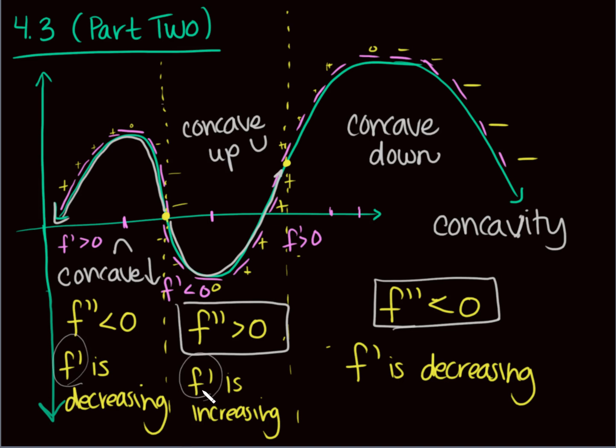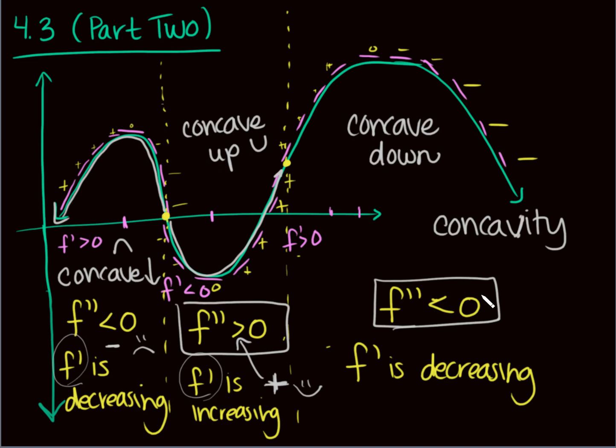This is kind of stupid, but the way I remember it is, if my second derivative is positive, I think of it in money terms. If I have a positive amount of money in my checking account, I'm happy. If I have a negative amount of money in my checking account, I'm sad. I don't know why, but that helps me think about whether it's concave up or concave down.